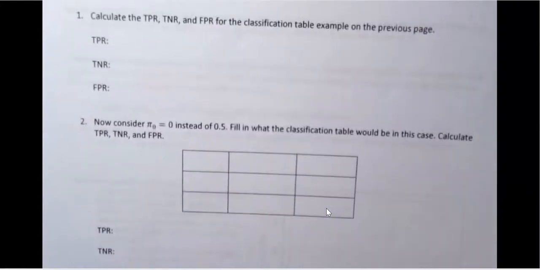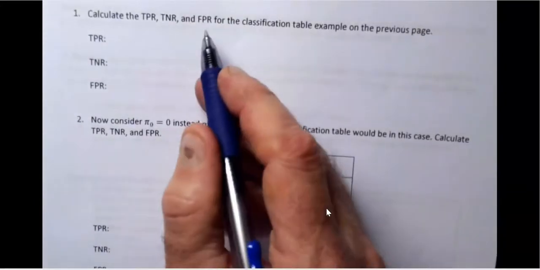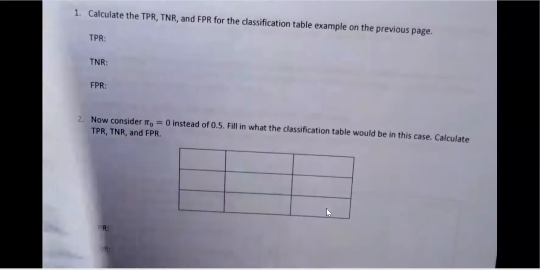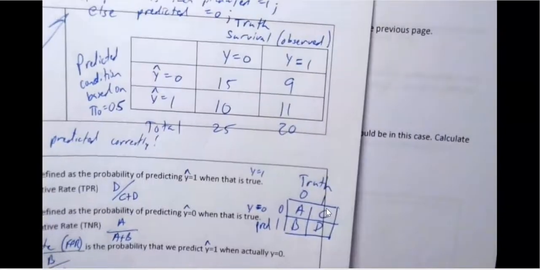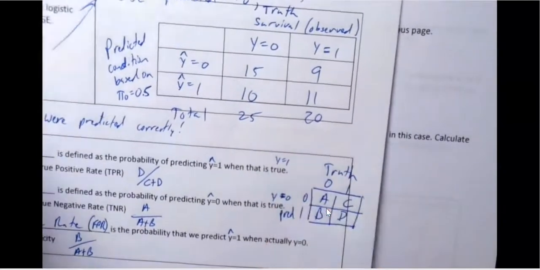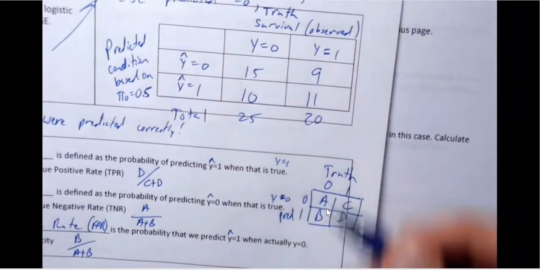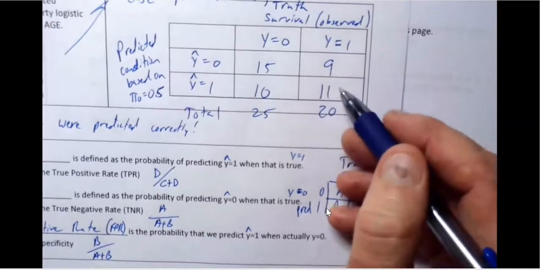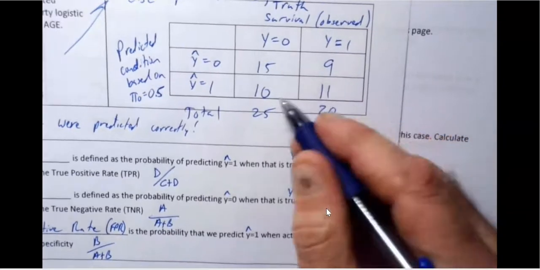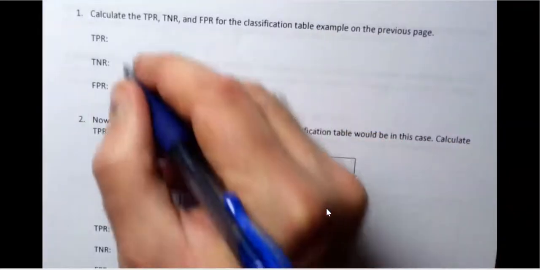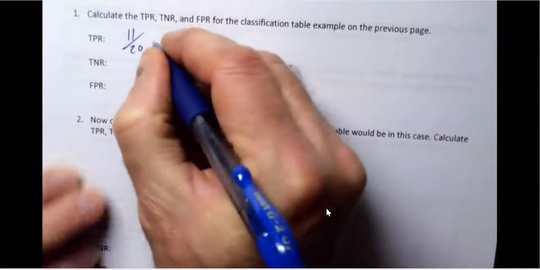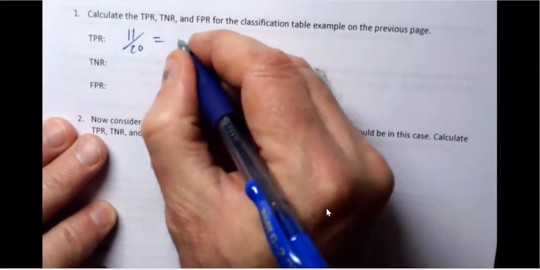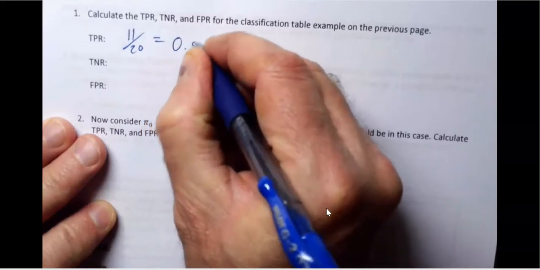So, calculate the true positive rate, the true negative rate, and the false positive rate for the table for the Donner Party. So the true positive rate for the Donner Party is, among those who actually did survive, 11 out of 20 were predicted to have survived. So the true positive rate is 11 out of 20, which, if you calculate what that is, simplify that, it's 0.55.